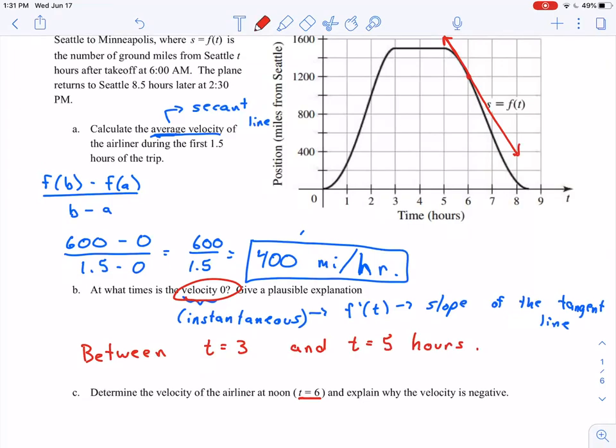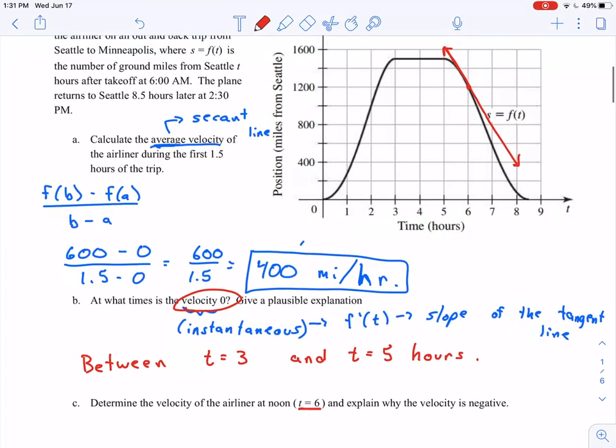So determine the velocity of the airliner. I have my tangent line, and I want to look at the slope of this tangent line. Now, if this were a nicer graph, I could just count rise over run here, but the problem is my y values have a different scale than my x values. So I am going to want to look at 2 points, and I'm going to pick 2 points that are roughly on this line.